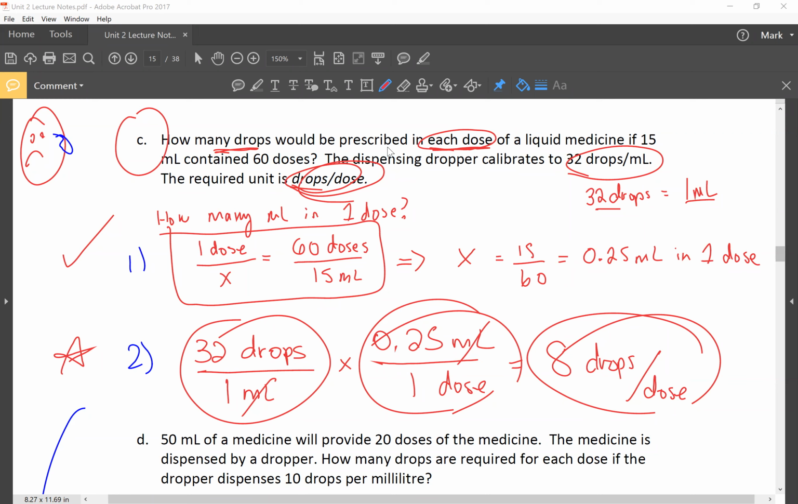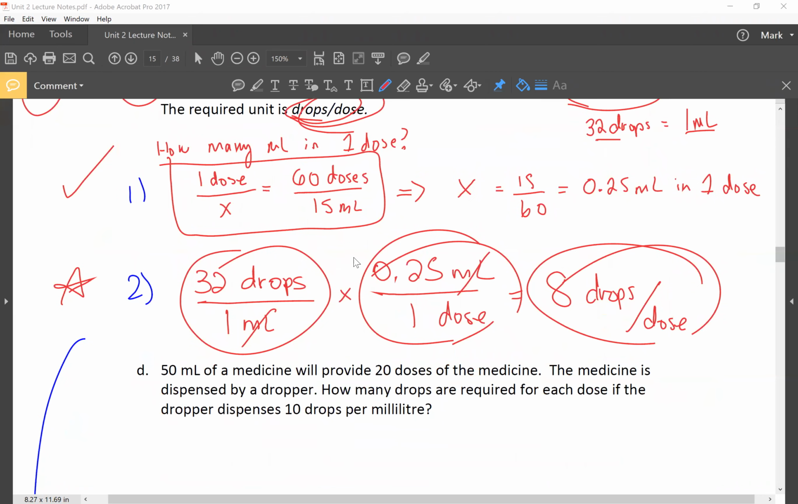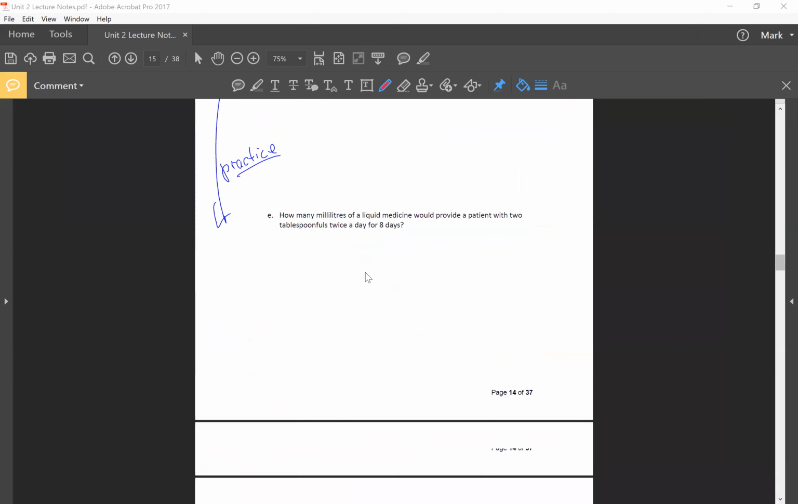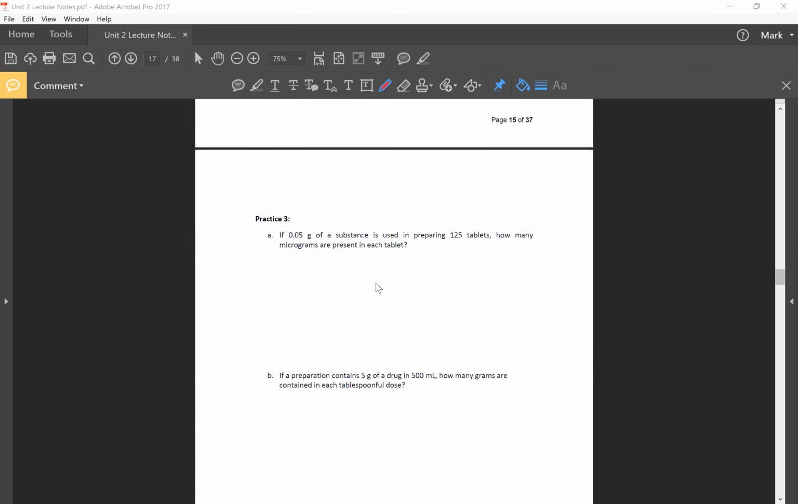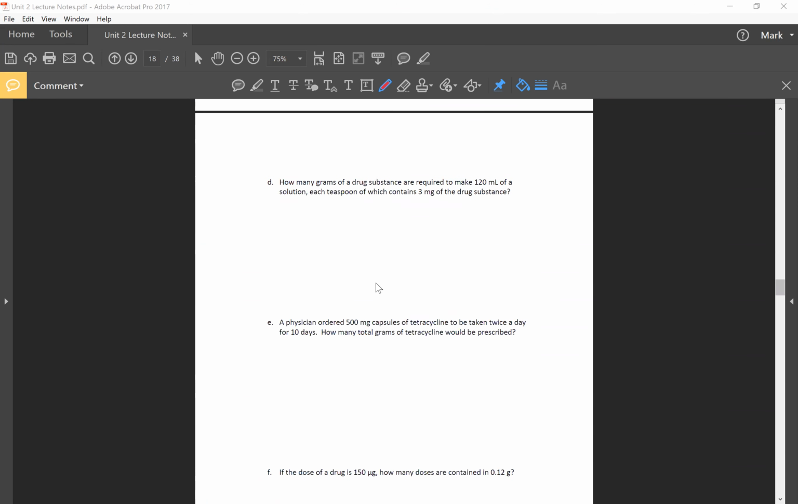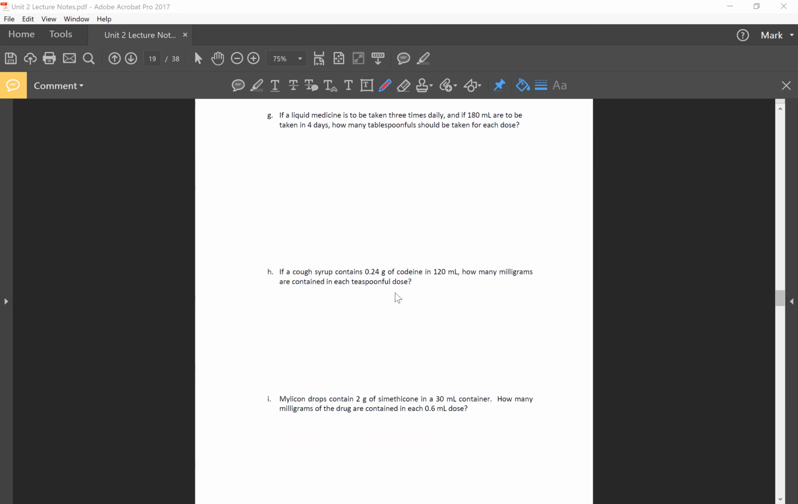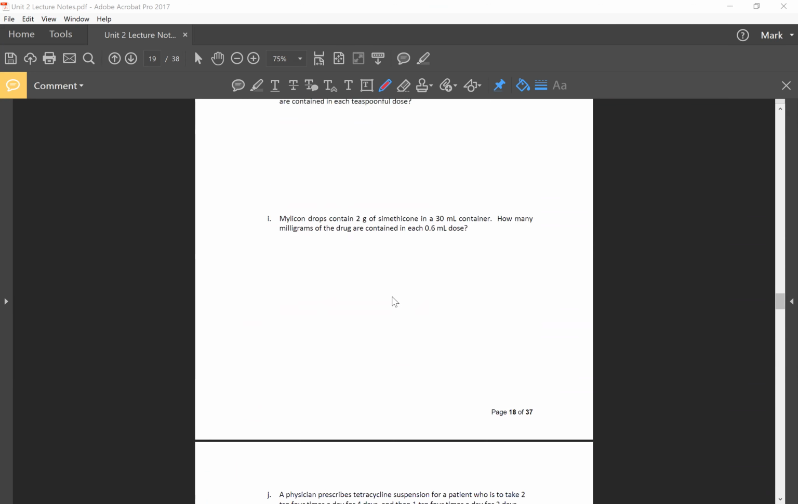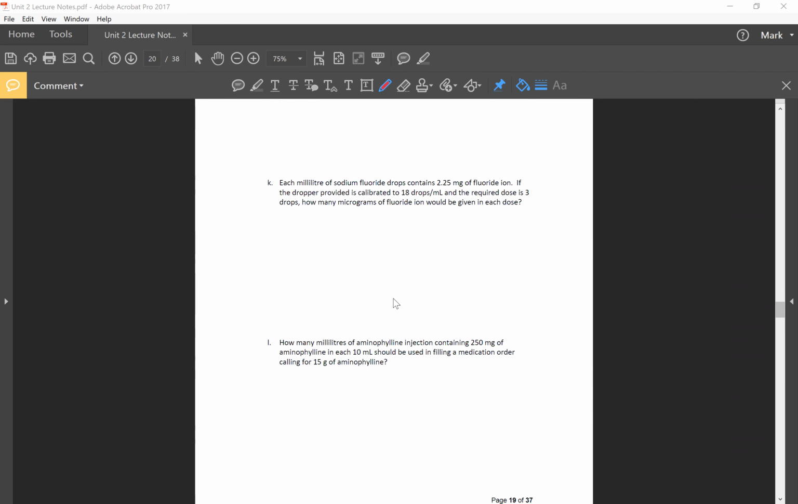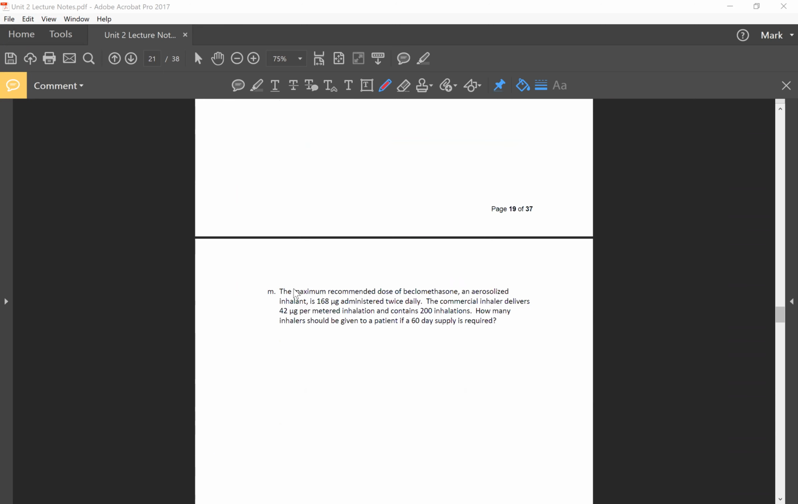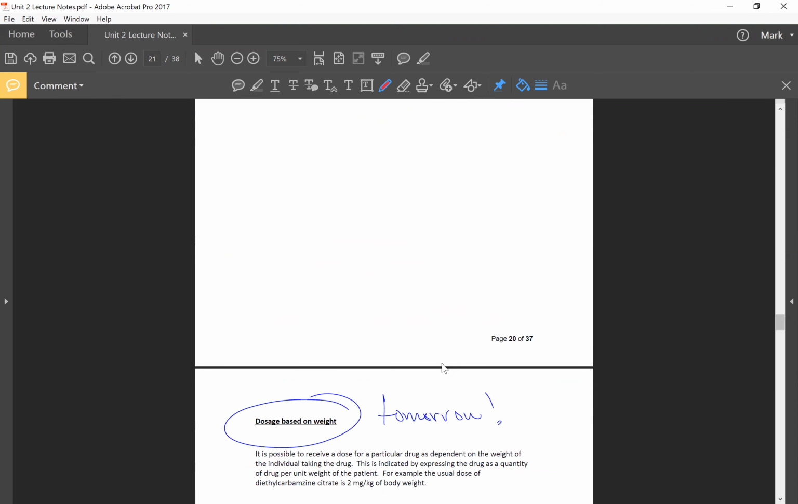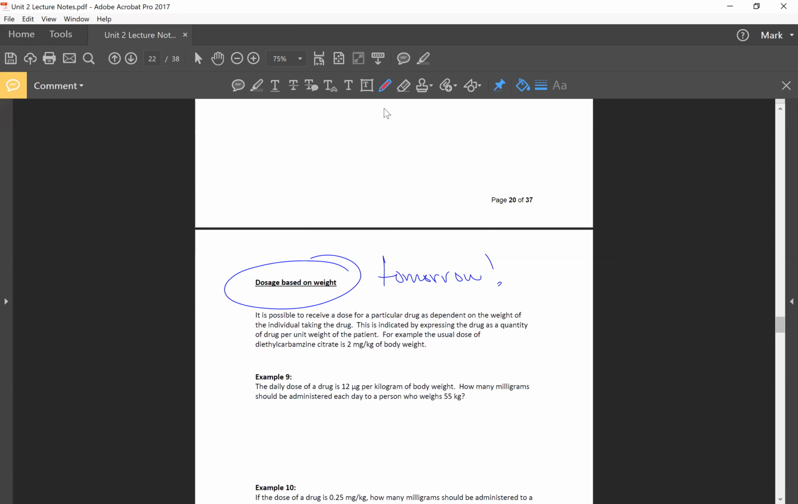Perfect. Okay, guys, so that's it for me today. I've got another class to get ready for. So what I recommend is tonight or tomorrow you do some more of these as practice. And I'll look at just a couple of these tomorrow. I won't do all of them, obviously, because it'd take us forever. This is meant for you to practice. But I'll look at a couple of these, especially some of the harder ones, like M, tomorrow. And then we'll get into the dosage based on weight.